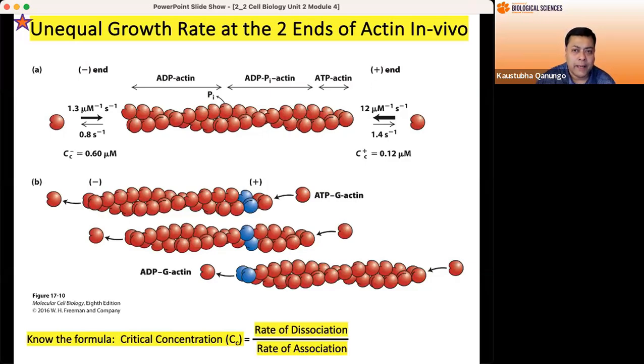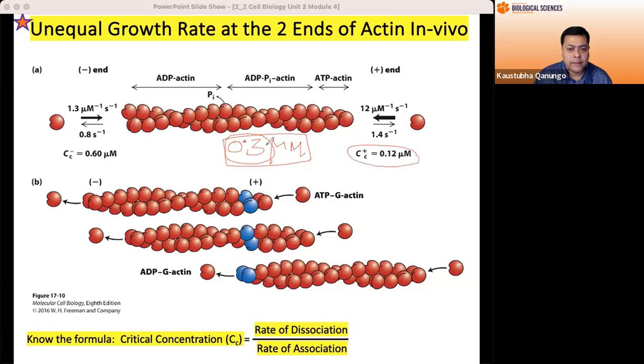Now, see what is happening. I'm just giving you a condition, which is, again, cell-wise, it will vary, but just giving an example. Suppose you have a concentration in the cell of about 0.3 micromolar. This is the physiological condition of a cell, which is very common, 0.3. See that the 0.3 micromolar is higher than this. This is higher than this.